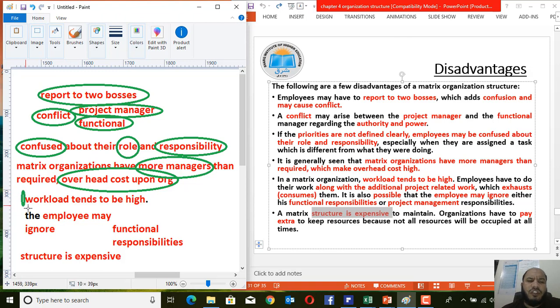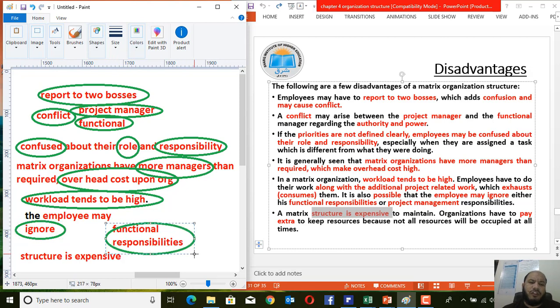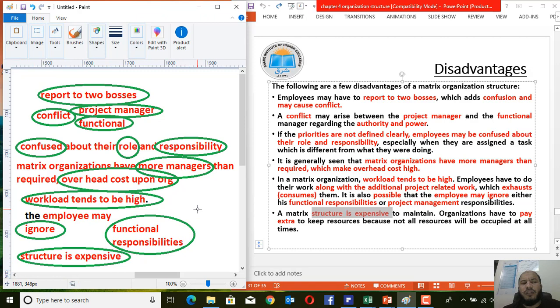In a matrix organization, there is a high workload upon employees, and sometimes the employees may ignore their functional responsibility. Sometimes they may forget because of these tasks. They are responsible to 2 bosses or to 2 areas, so that's why sometimes they may ignore some of their responsibility. And finally we may say that this structure is a bit expensive for the organization to keep for a long period of time.